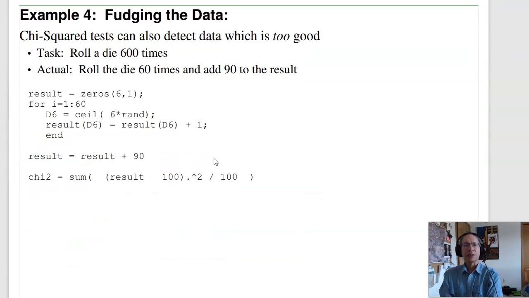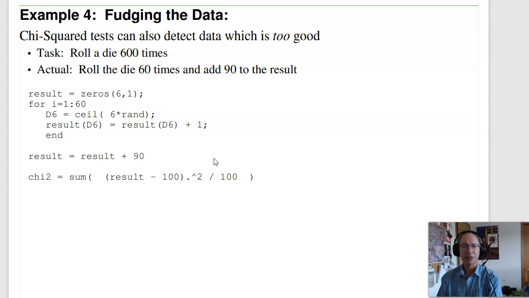Another feature of the chi-squared test: I can spot when the data is too good. For example, suppose I'm hired to roll the dice 600 times, but I'm lazy. So instead, I'm going to only roll the dice 60 times and add 90 to the result. The result looks like I rolled the dice 600 times.